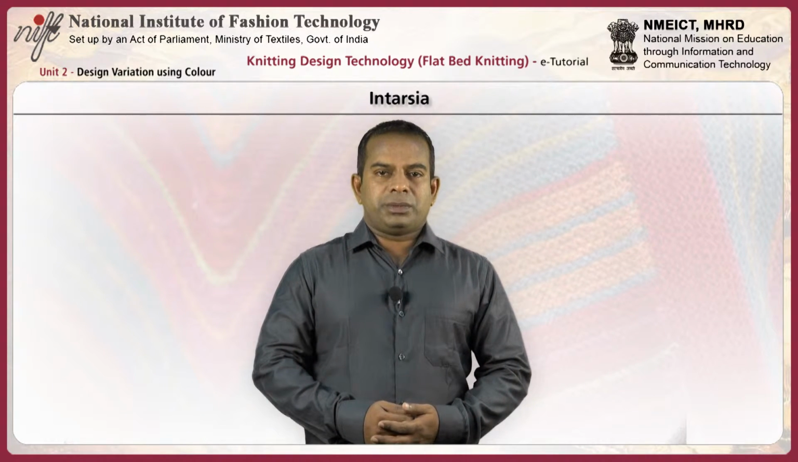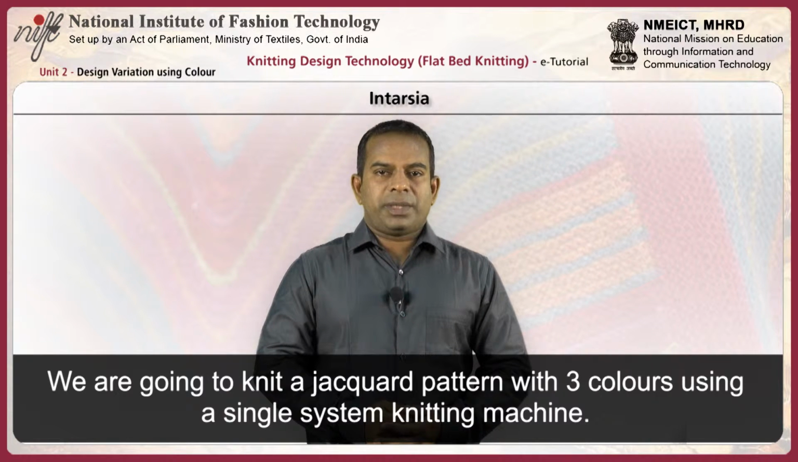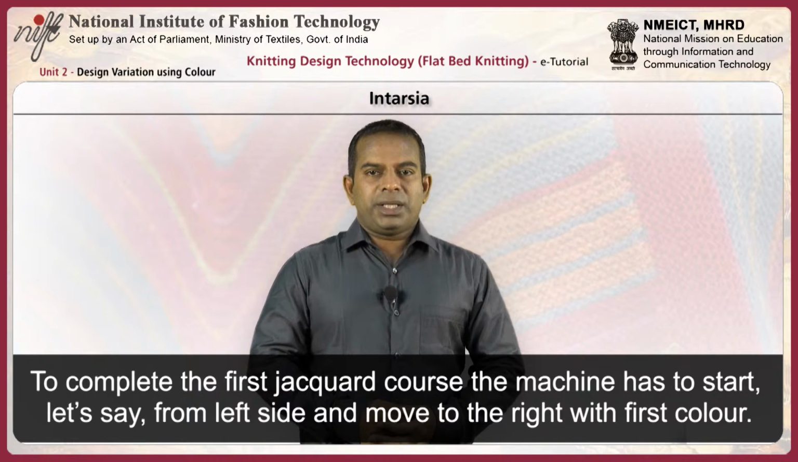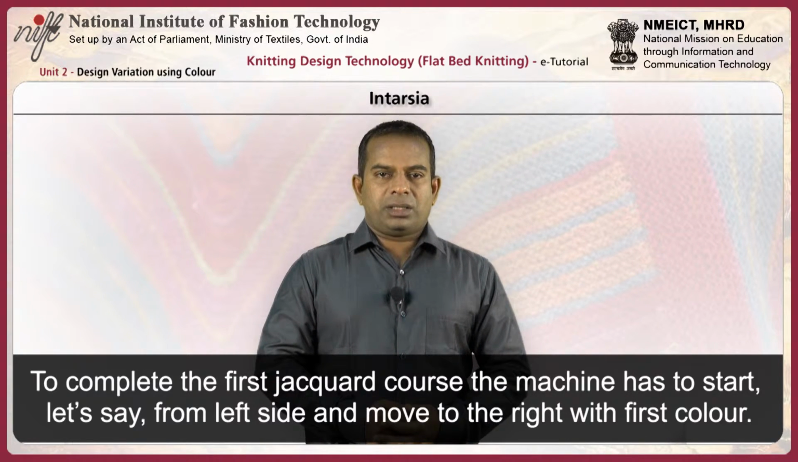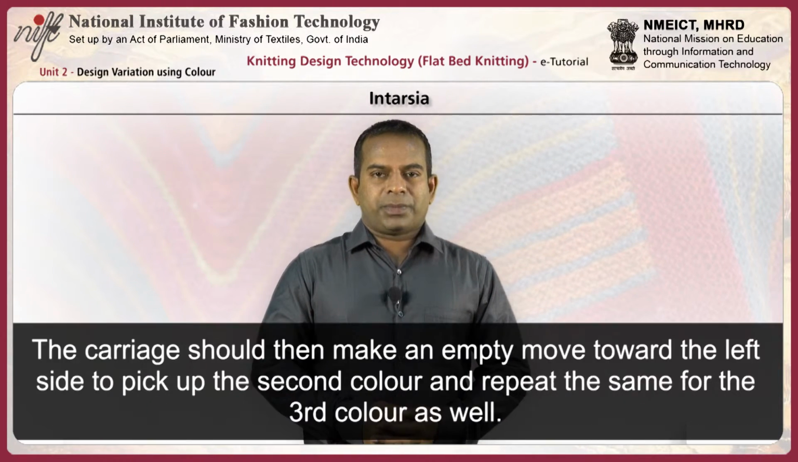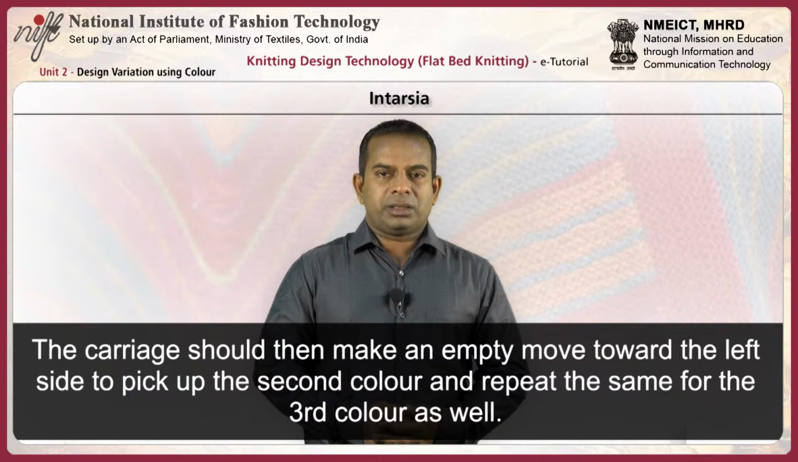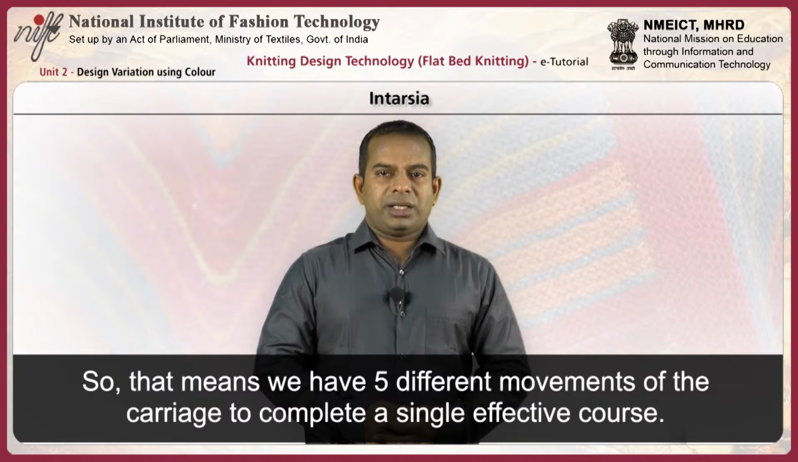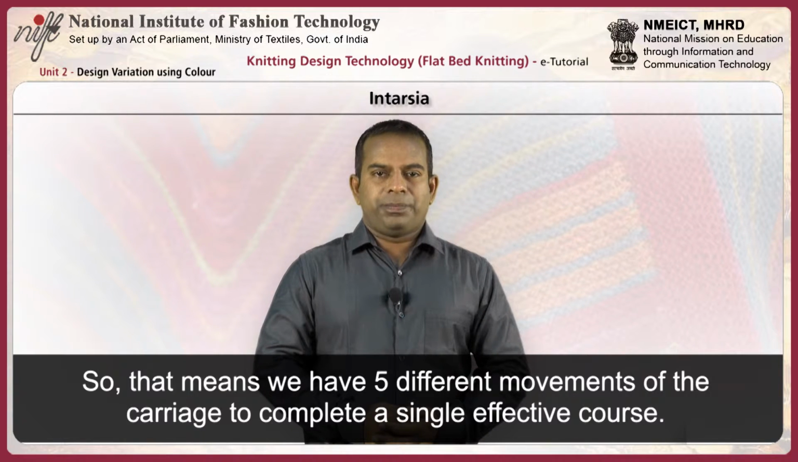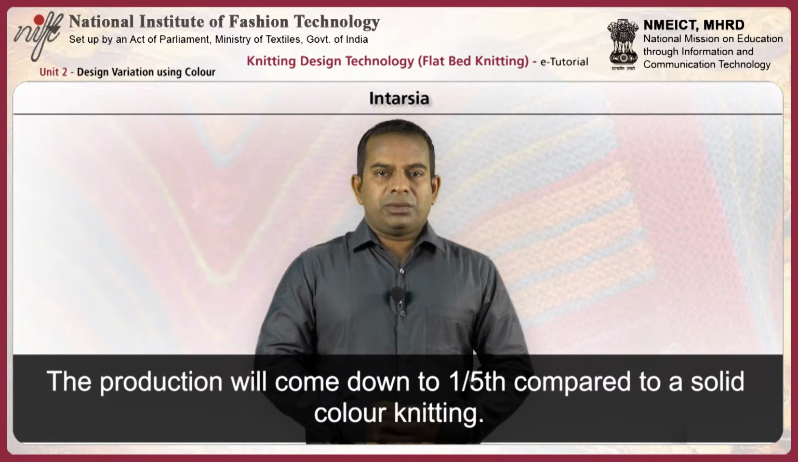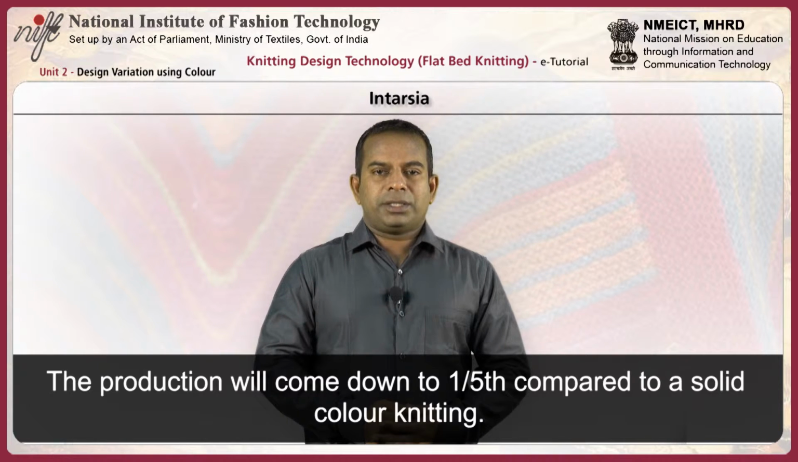Let us look at this example. We are going to knit a jacquard pattern with 3 colors using a single system knitting machine. To complete the first jacquard course, the machine has to start, let's say, from left side and move to right side with first color. The carriage should then make an empty move towards the left side to pick up the second color and repeat the same for the third color as well. So that means we have 5 different movements of the carriage to complete a single effective course. The production will come down to 1/5 compared to a solid color knitting.